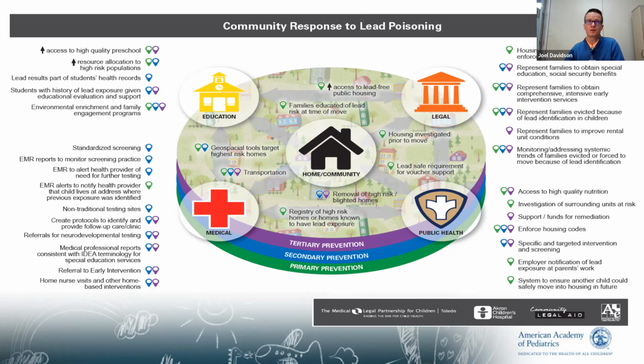Enriching environment for environmental education, family enrichment programs, that's going to be something that we're going to do that's primary. Having kids not move into houses that are exposed to lead in the first place, with good housing code and enforcement. Employers telling employees that what they're doing is exposing them to lead and educating them around that is going to prevent them from exposing their kids to lead and the negative effects of it.